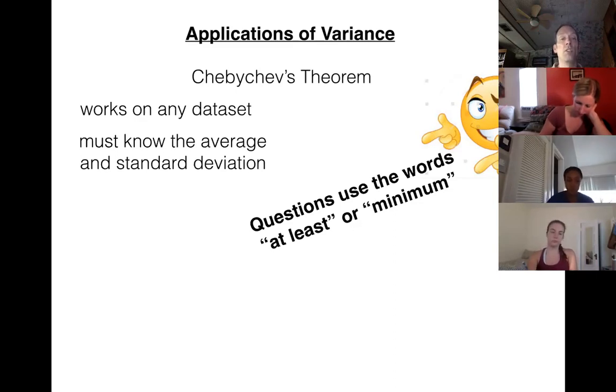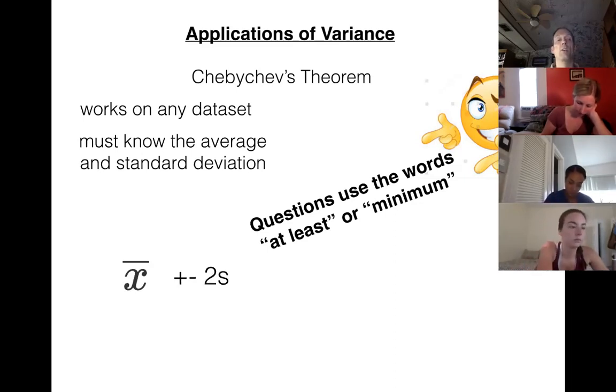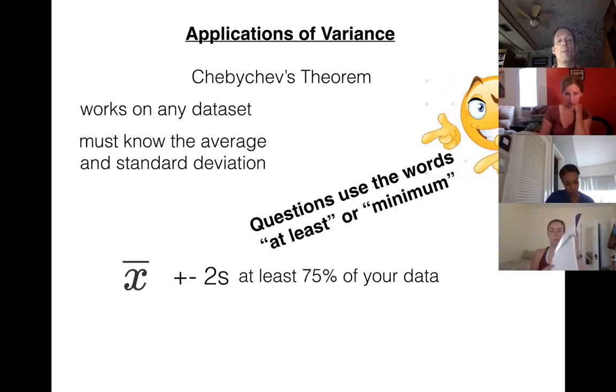Okay, so the Chebyshev theorem says what we can do is take our sample average and add and subtract two standard deviations from that sample average. And what that's going to do is leave us with a high number and a low number. And between those two numbers, we're going to end up with at least 75% of the numbers in the data set.